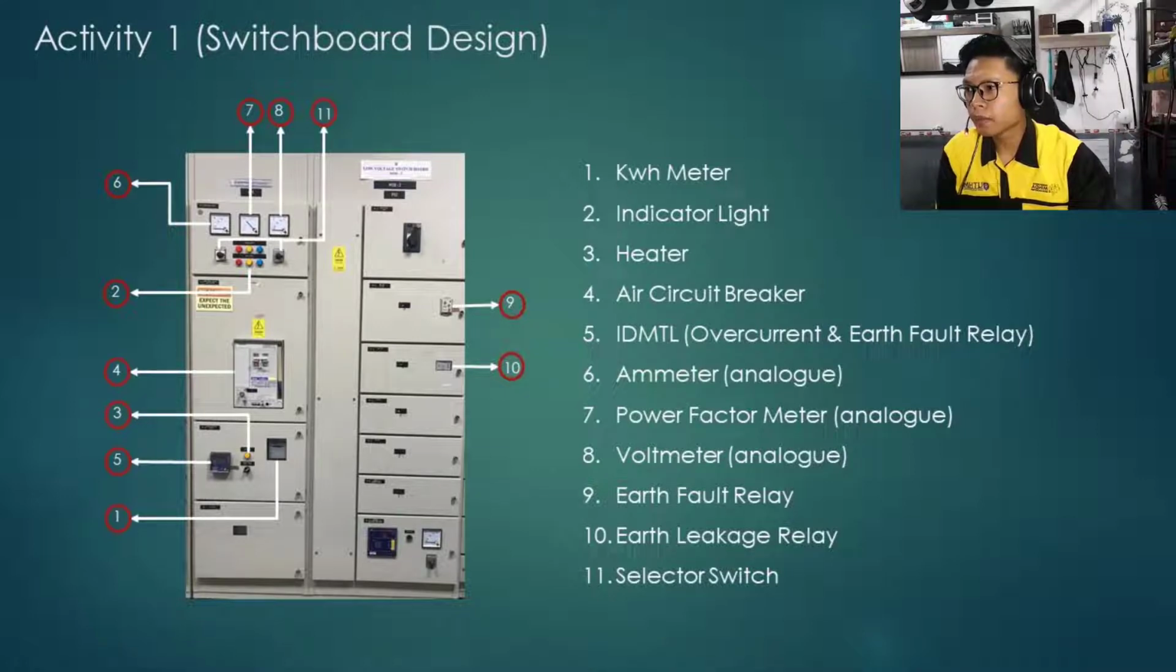And then number 5, here is the IDMTL for the overcurrent and earth fault relay. And then number 6, this is the emitter, which is in analog. Same goes with the PF meter, which is the power factor meter, also in analog. And the last one is the voltmeter, also in analog. And then next one is the earth fault relay, and then earth leakage relay, and then the last one is the selector switch for the emitter and voltmeter.